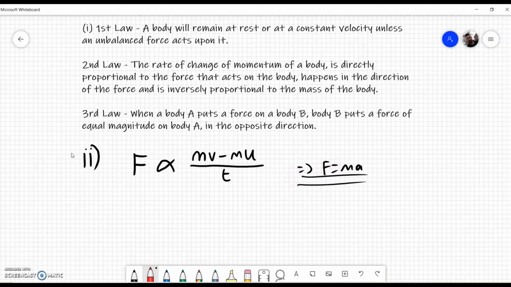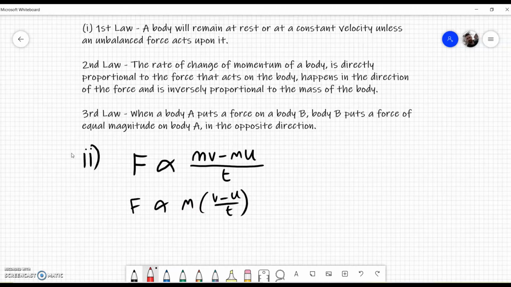So I have a look at what I have here, and I can say that F is proportional to, I can factorize out the mass on top, m bracket v minus u, divided by t. So what I've done is I factorized out the mass from the top two terms. If I look at what's inside the brackets, it tells me that v minus u over t.